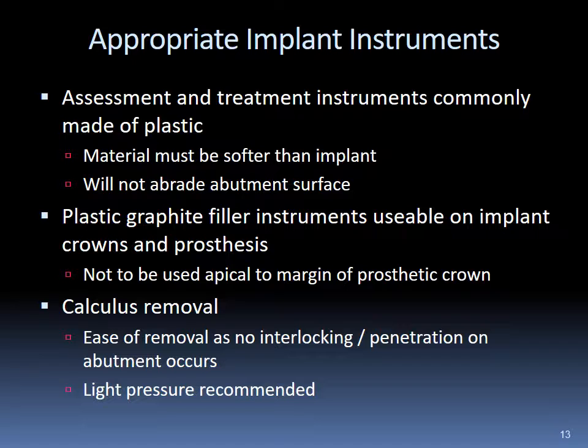Assessment and treatment instruments for implants are commonly made of plastic. The material must be softer than the titanium implant or the surface of the implant will abrade. Plastic graphite filler instruments are usable on implant crowns and prosthesis, but not to be used apical to the margin of the prosthetic crown. Calculus removal is done with ease, as there is no interlocking or penetration on the abutment. Only use light pressure during debriding.